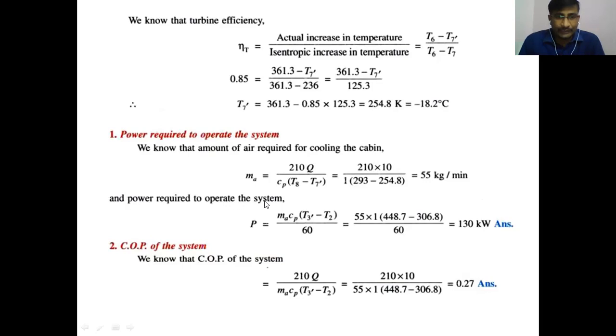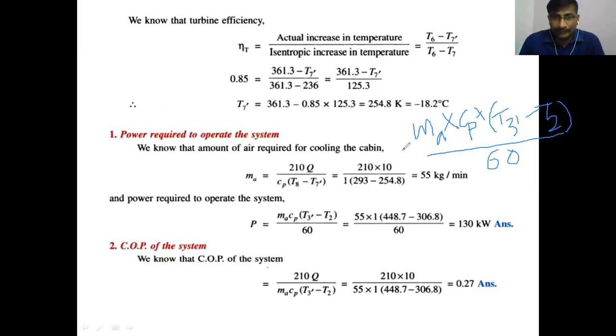Then the power required to operate the system is, actually, the work required during the compression process, which is MA, mass of air entering into the compressor, specific heat of air, and the temperature rise across the main compressor, that is T3 dash minus T2, because 2 to 3 dash is the actual compression in the main compressor. This is the work required per minute; divided by 60, we will get the power. Power equals MA into CP into T3 dash minus T2 divided by 60.